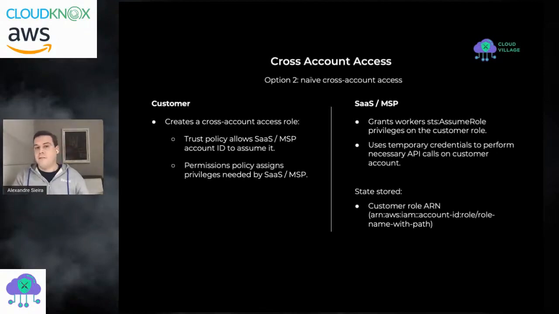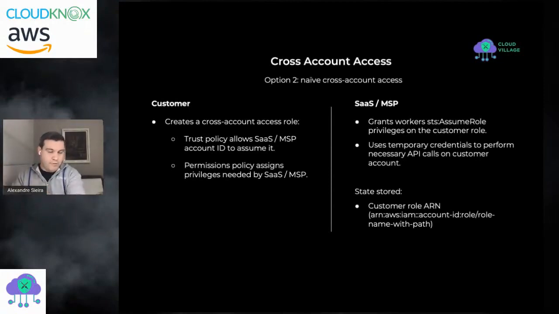Now on the vendor side, they need to control essentially who gets to call STS assume role on the customer's role, right? Whenever a machine, an instance, a container, a Lambda, or a person needs to work on that customer's account, they need to know the unique identifier of that role, or the ARN in Amazon parlance. The ARN.